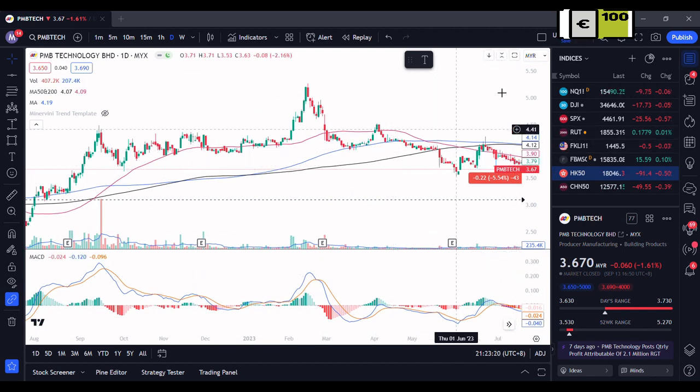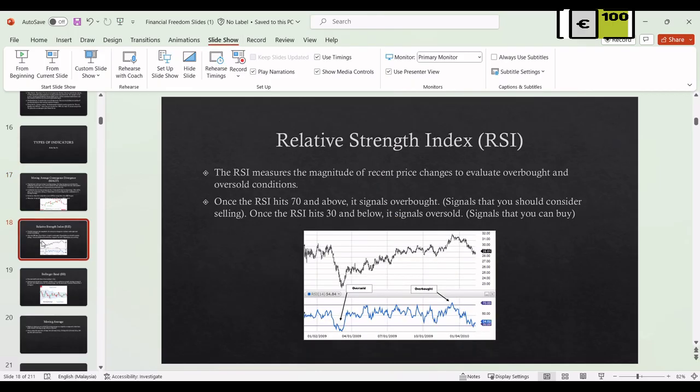Okay, so now we'll move over to the next indicator. The next indicator will be the relative strength index, which is RSI. More commonly, you will know it as when someone says it's oversold or overbought. This is the most often used indicator.